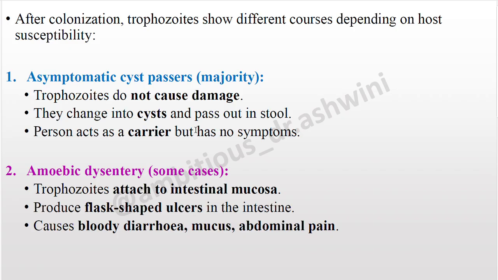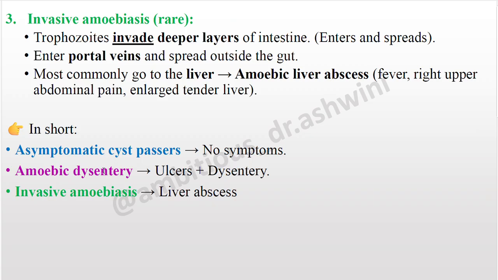In amoebic dysentery. And the last one is invasive amoebiasis, which is a rare condition. Trophozoites invade deeper layers of the intestine, which means trophozoites enter and spread in the deeper layers of the intestine, then enter the portal veins and spread outside the gut. Most commonly they go to the liver. Amoebic liver abscess happens. Fever, right upper abdominal pain, enlarged tender liver. These are the symptoms of amoebic liver abscess.